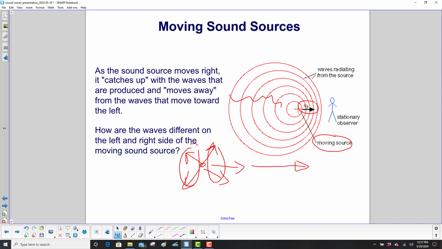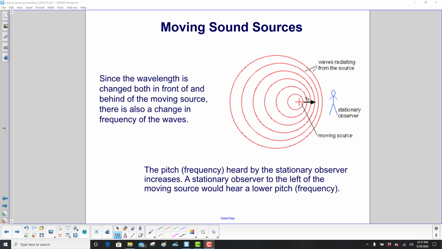So how are the waves different on the left and right side of the moving sound source? Well, the wavelength has changed, both in front of and behind the moving source. Let's look at the wavelength here now. Behind, it's that length, right? In front of him, can you see how it's a lot smaller? So here you have a smaller wavelength.